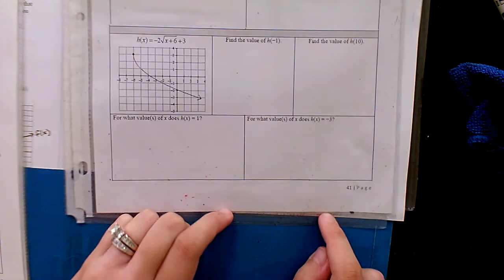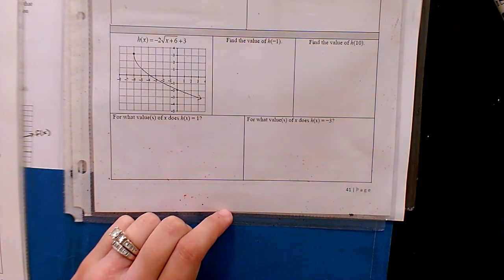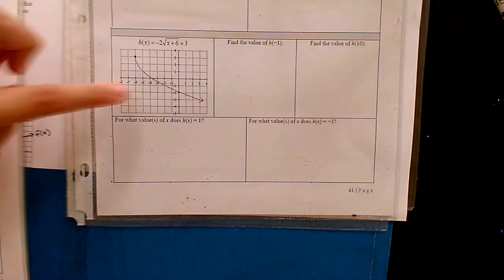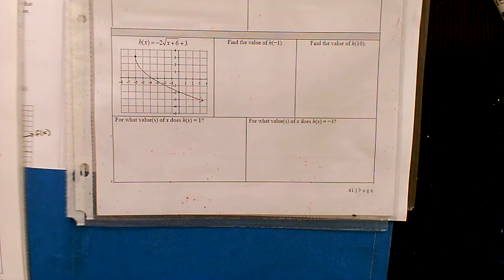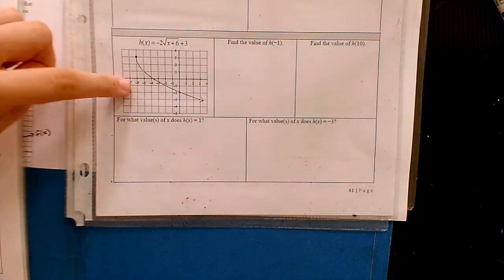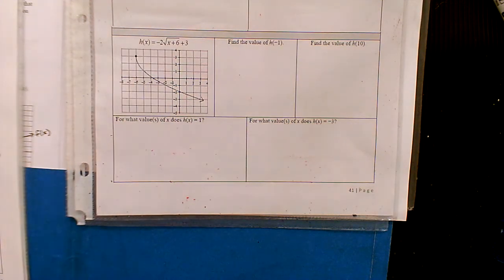So let's take a look at the bottom. Very similar to the absolute value that we did yesterday. We're given a graph and an equation, and they're going to ask us about some different function values, and we just want to make sure that we can figure out those values by hand. That way the graph actually confirms them as well.